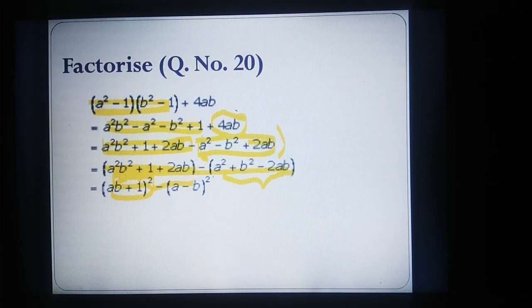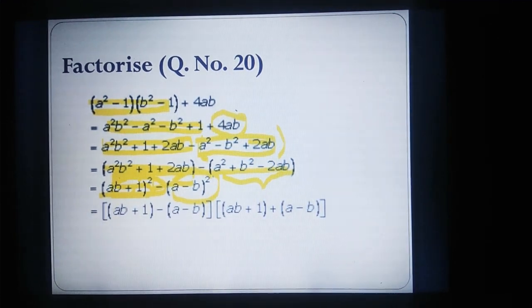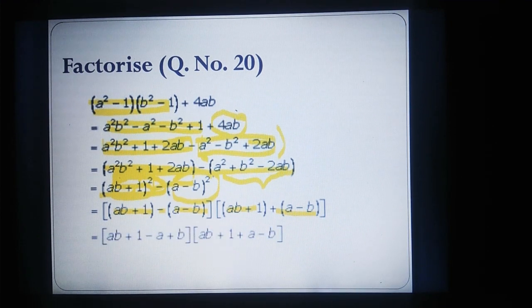So we have a square minus b square format, which is equal to a minus b into a plus b. So this is my a minus b into a plus b. Okay, so when you open the bracket, then my answer will be this much. Pause the video to note down.